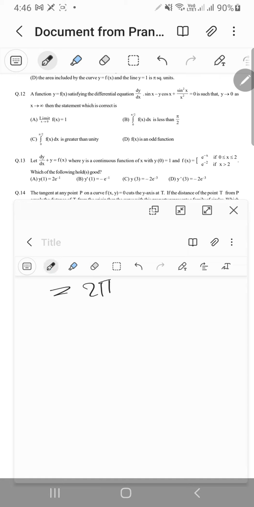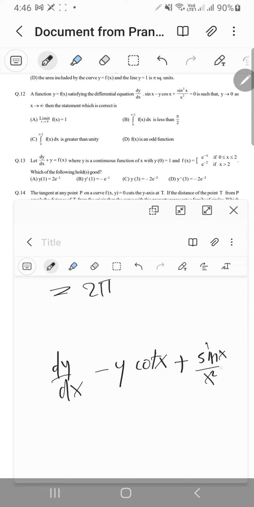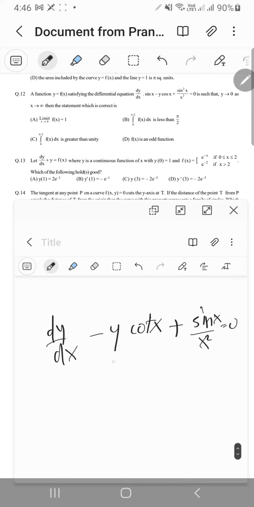So this is not like that, it's a linear differential equation, right? Minus y cot x plus sine x upon x squared equal to 0. So the integrating factor would be e to the integration of negative cot x, so cosec x, right? Cosec x, yeah, we know it's just going to be the derivative of y cosec x.